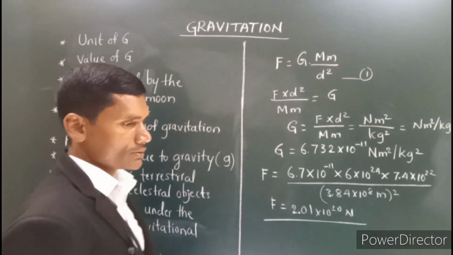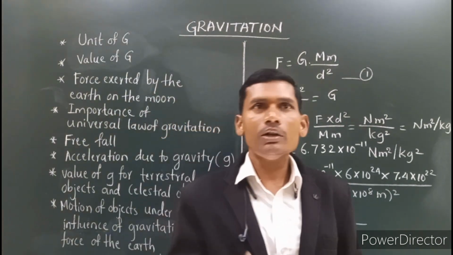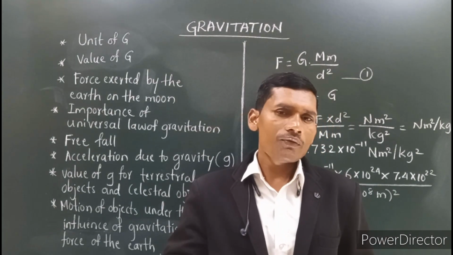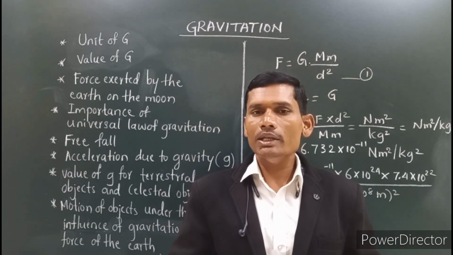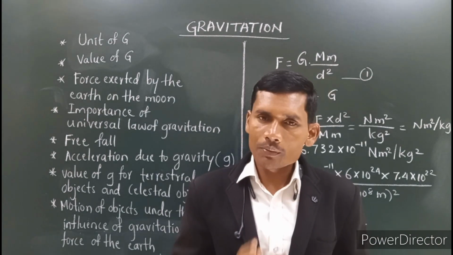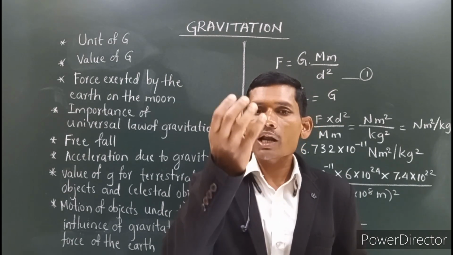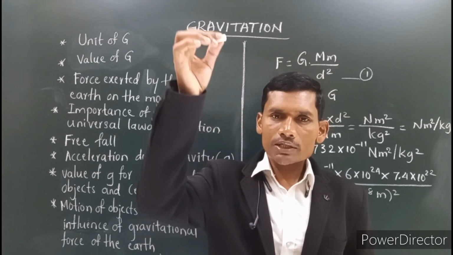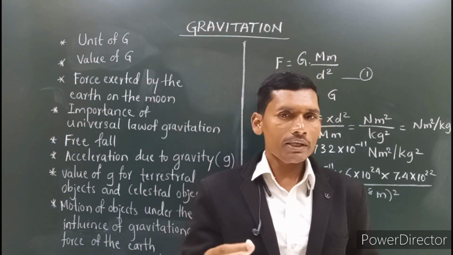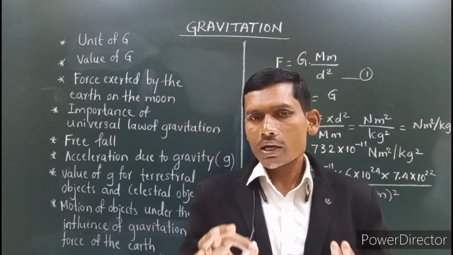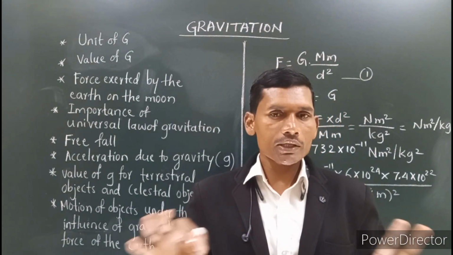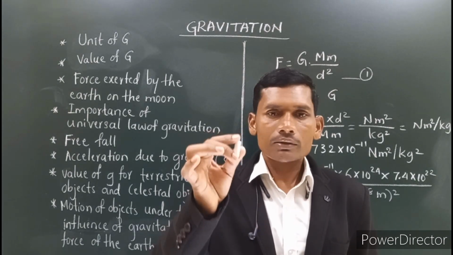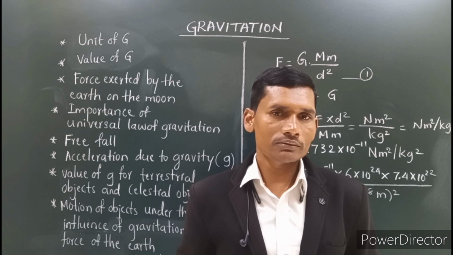What is free fall? When we throw any object upward, it reaches a certain height and returns back to the earth. When it returns, there is no other external force acting on that object except the gravitational force of the earth. If an object is falling towards the earth under the gravitational force of attraction alone, with no other external forces, then that object is said to be in free fall.